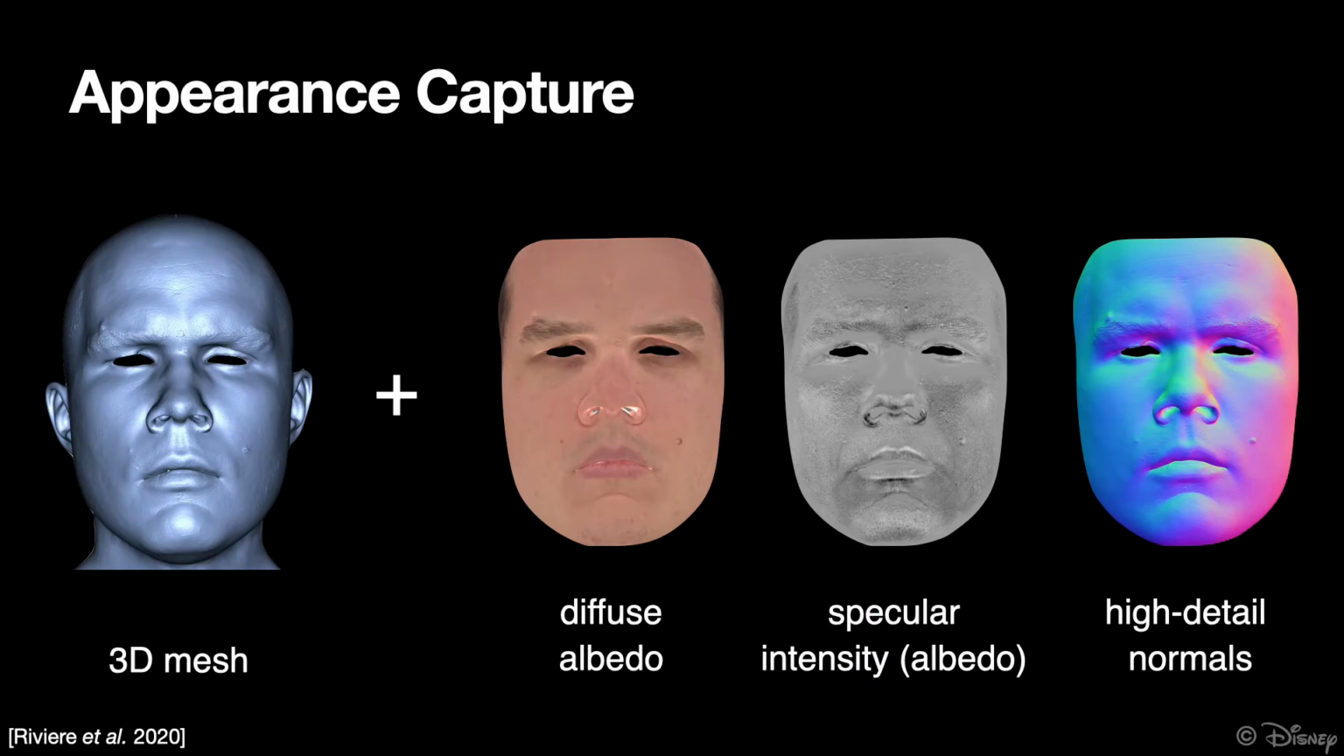Facial appearance capture techniques go beyond capturing just 3D geometry and also estimate intrinsic reflectance properties of skin, such as diffuse and specular albedo, which capture skin pigmentation and oiliness. Finally, high-detail surface normals are often also computed as a byproduct of this process.